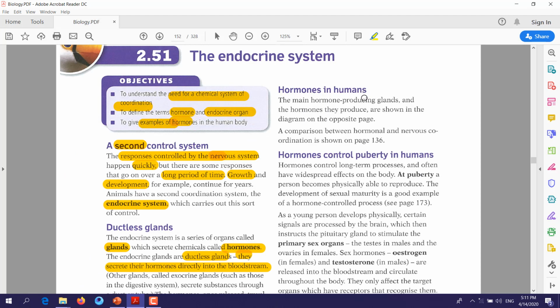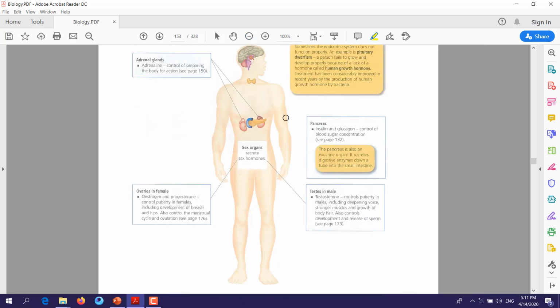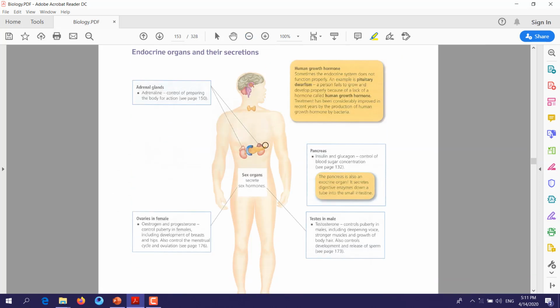Hormones in humans. Here in the objectives, we said you should be able to give some examples of hormones in the human body. So here are some examples. For example, the adrenal glands release a hormone we call adrenaline. Adrenaline, the function of it is what? It controls preparing the body for action.